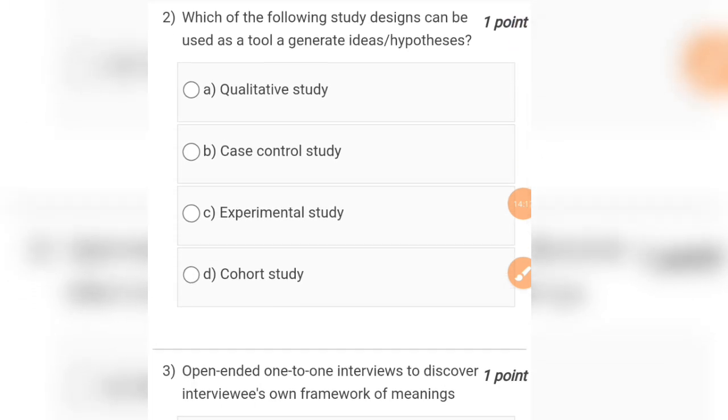Question number 2 is which of the following study designs can be used as a tool to generate ideas, hypotheses: qualitative study, case control study, experimental study, or cohort study. So the answer will be qualitative study. For question number 2, option A will be the answer.